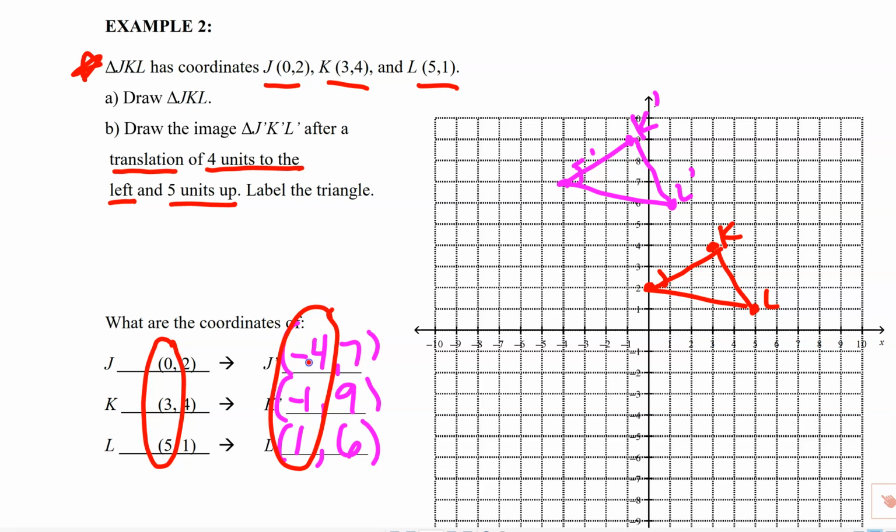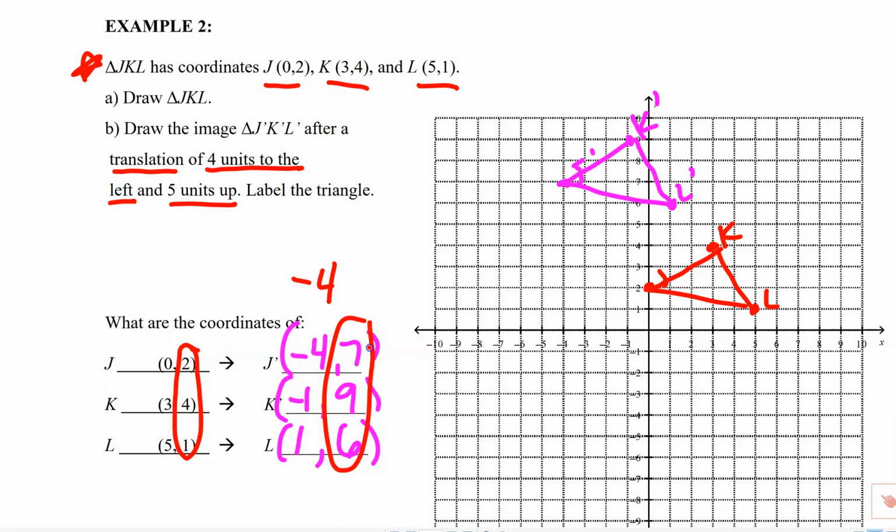So here are my x's. From 0 to -4, how do I get from 0 to -4? How do I get from 3 to -1? And how do I get from 5 to 1? Yes, I subtract 4. All right, let's look at my y's. From 2 to 7, from 4 to 9, and from 1 to 6. Yes, I added 5 to each y.